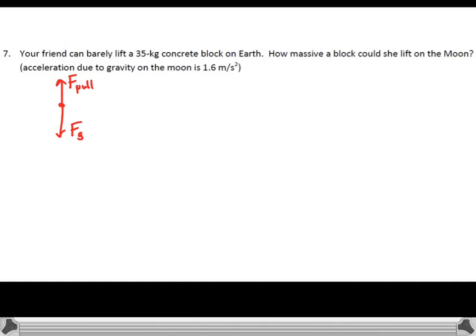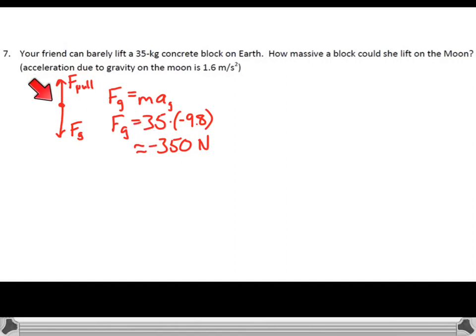So let's figure out what the force of gravity is. The force of gravity is equal to the mass of the block times the acceleration due to gravity. So the force due to gravity is equal to our mass, which is 35 kilograms, times the acceleration due to gravity, which is negative 9.8 meters per second squared. If I multiply 35 times negative 9.8, I get something around negative 350 newtons. So if she is going to overcome this force, then her pull force has to be at least 350 newtons. And since she can barely lift that 35 kilogram concrete block, let's assume that the maximum force she can exert is about 350 newtons in the upward direction.